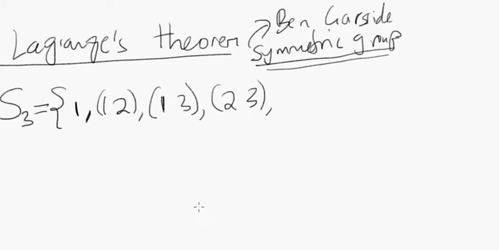So the symmetric group S3 is given by the permutations on 3 elements. There's the identity, 1 goes to 2, 1 goes to 3, 2 goes to 3. The other one would be 1 goes to 2 and 2 goes to 3. The other one would be 1 goes to 3 and 3 goes to 2. So that's the setup we now have.